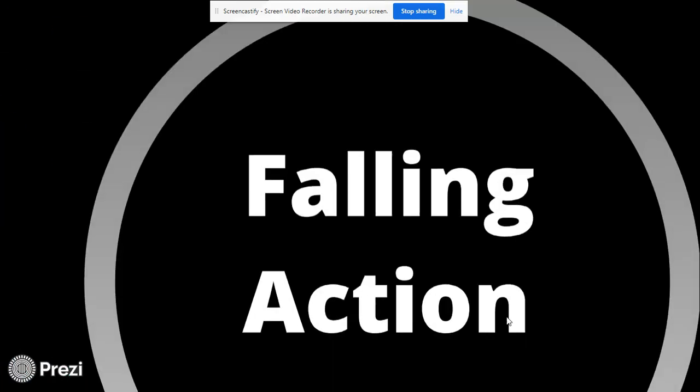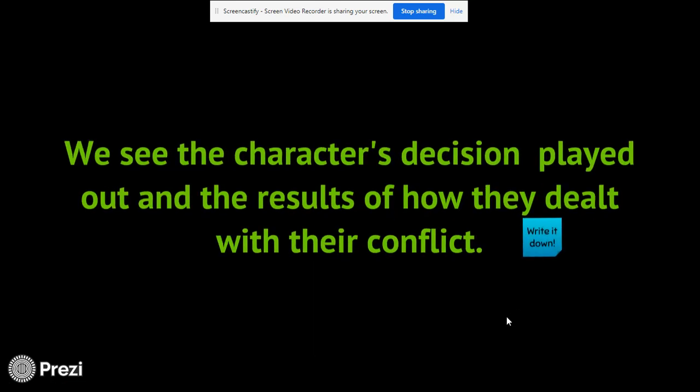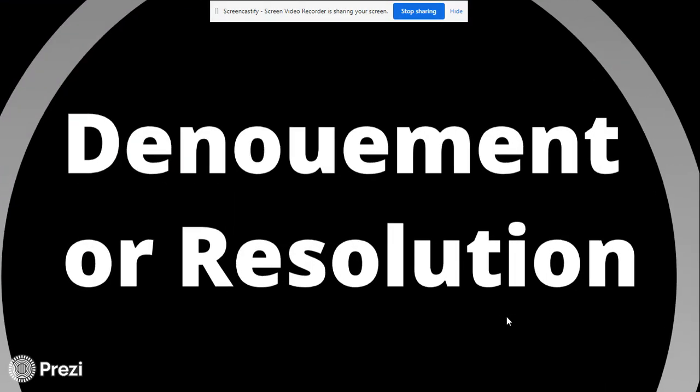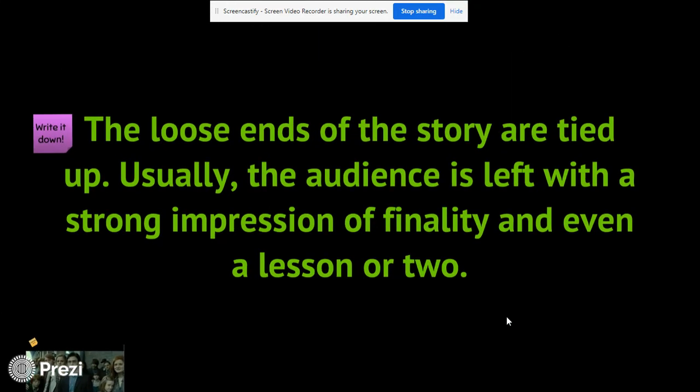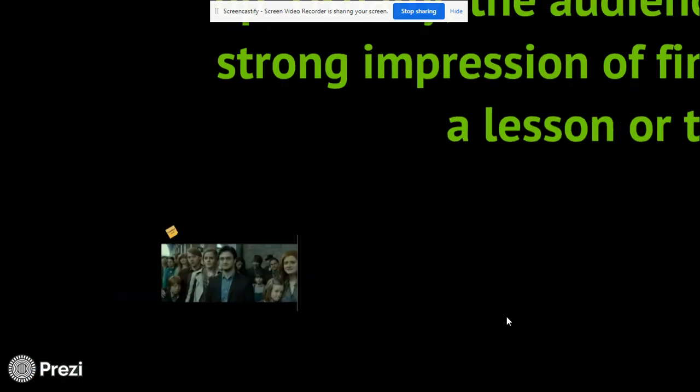This leads to our falling action, which is pretty much we see how our main character's decision to confront the conflict is played out. We pretty much get the result of the conflict here. Everything will start to be tied up and all loose ends will be ended. And finally, our denouement, or resolution, is pretty much literally how the story ends. Usually, you are left with a strong impression, a finality, and even a lesson or two. So this is where you will most likely identify what a story's theme is. It's literally how the story ends, and it will allow you to say, okay, well, I may have learned something.